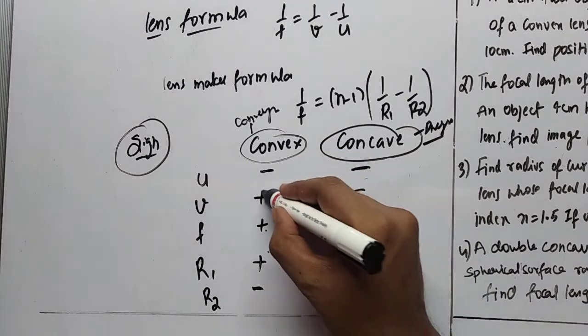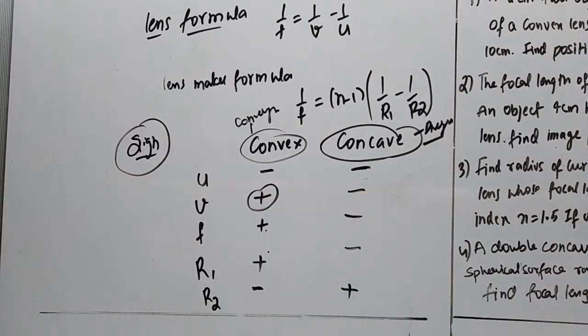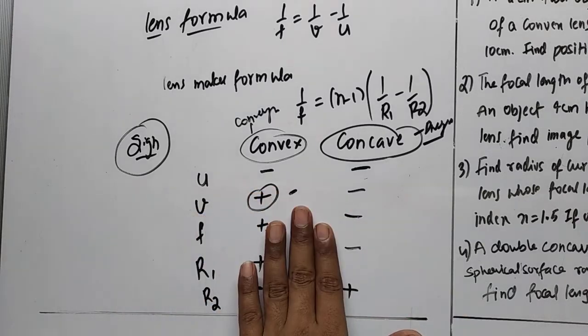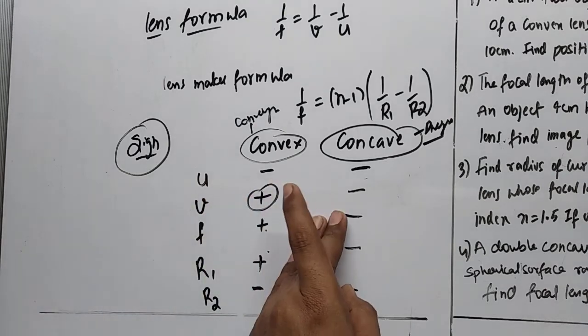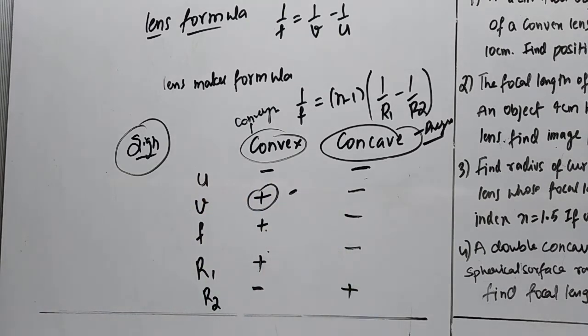And in the convex lens, we know that in the sixth case we got the image on the same side, so there we have a negative sign. These are the sign convention rules. While we are substituting, we have to use the sign convention rules. Now let me have a look at the questions.